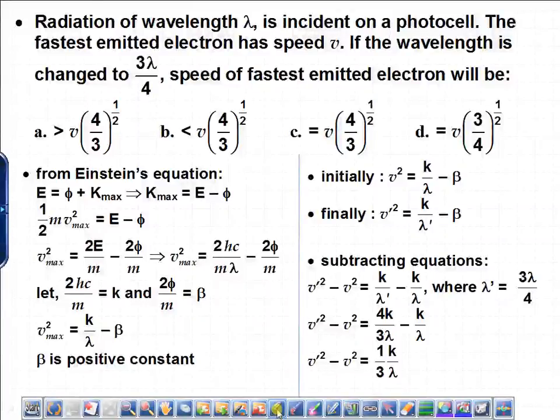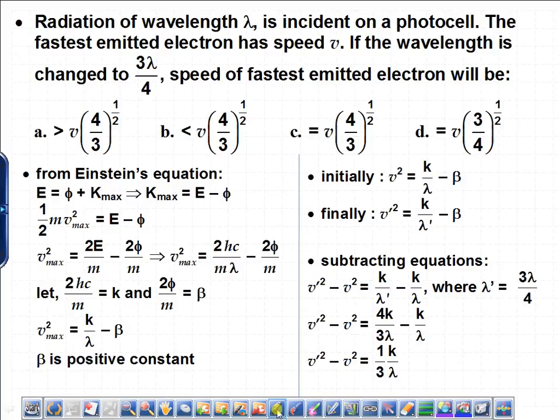Radiation of wavelength lambda is incident on a photocell. The fastest emitted electron has speed v. If the wavelength is changed to 3 lambda by 4, then the emitted electron will be... Four options are given to us. And according to what is given to us, it is not even required to solve this problem.